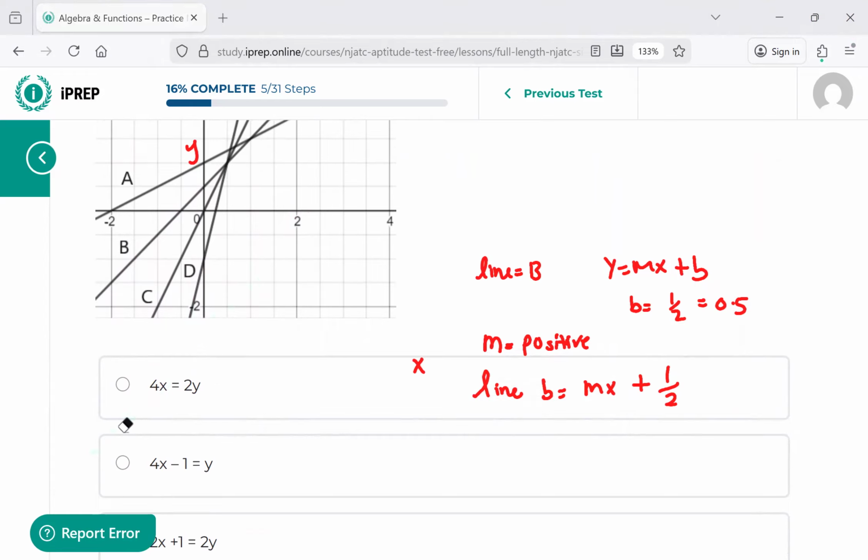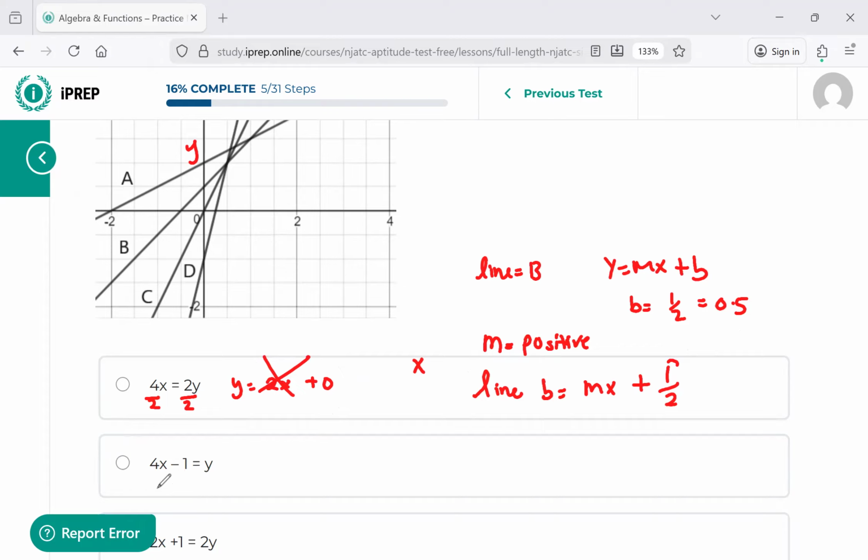So in choice A, it's not really in the form of y equals mx plus b. Let's get y by itself. If I get y by itself by dividing both sides by 2, I get y equals 2x, and then there's no b. So is this our graph? No. The reason why is because our b specifically was 1/2. Our graph does not go through the origin, so it can't be this one.